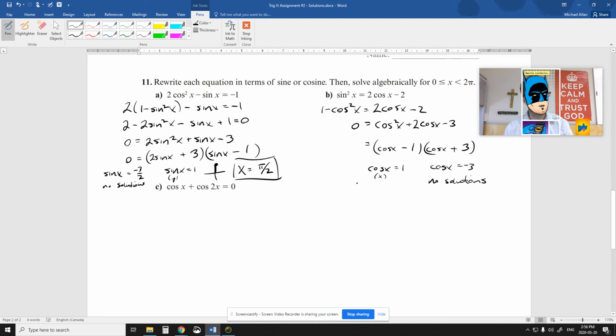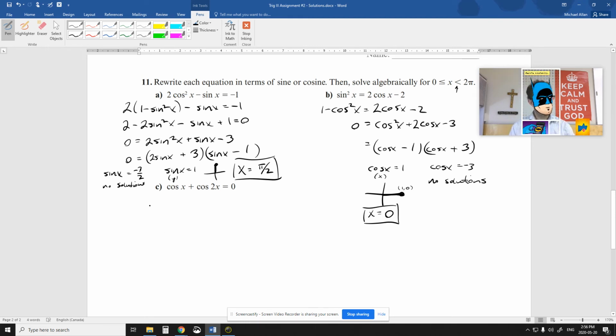So on a unit circle, x is equal to +1 in one spot, right here. So my x is going to be 0. And 2 pi, but you notice that there's no equal to 2 pi here. So I only have one answer, and that's 0.